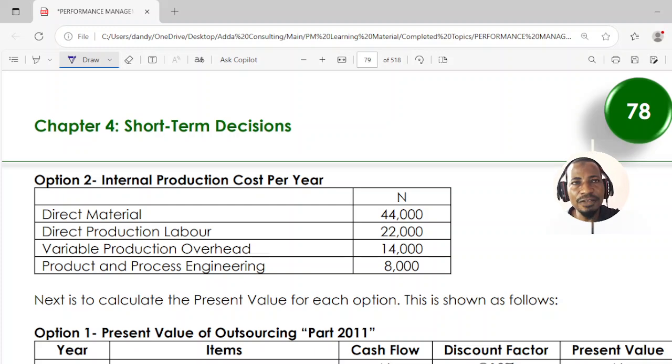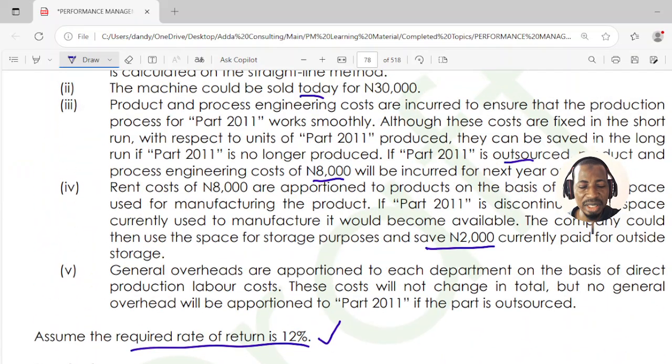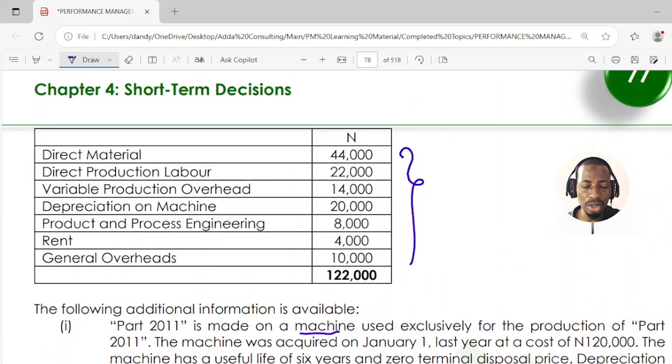Then what are the cash flows you need to consider under internal production? If Skeleto wants to produce part 2011 internally, what are those cash flows? That one is very straightforward because it's already given in the question, in the table. Direct material is relevant, you take it. Direct production labor is also relevant, you take it. Variable production overhead is relevant, you take it. Depreciation is not a cash flow, you ignore it.